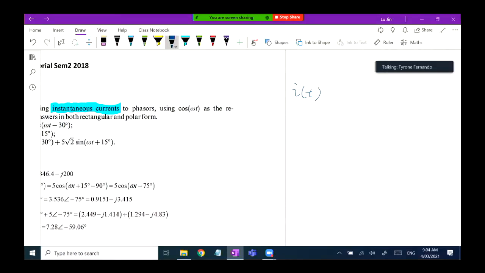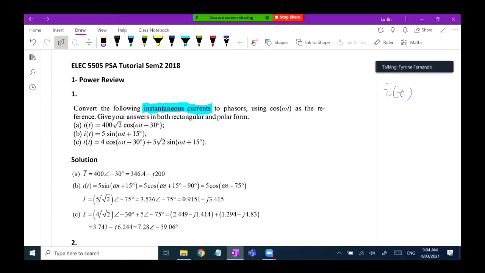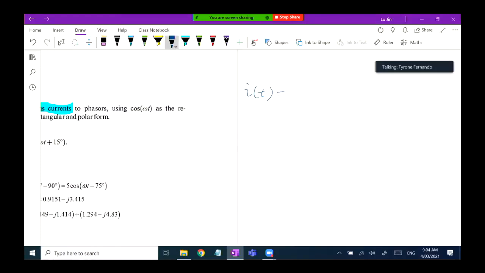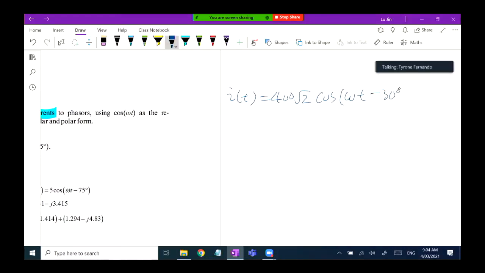In most cases, in a 3-phase power system, the instantaneous current is a function of cosine or sine. For example, in part A, you can see i(t) equals 400 square root of 2 cosine omega t minus 30 degrees. I just copy this in here, right? Cosine omega t minus 30 degrees.